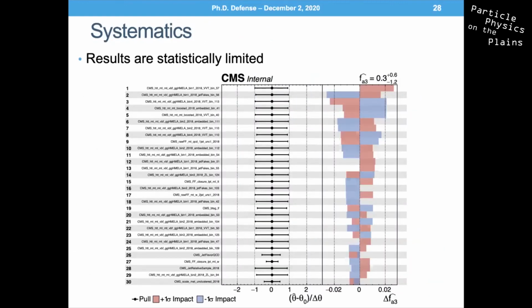So when we do this, these are the impacts. The main thing to see here is that I believe it's 16 of the top 20 impacts here are bin by bin statistical uncertainty. So what we're seeing here is that this is a statistically limited analysis, and we can improve just by improving our statistics.